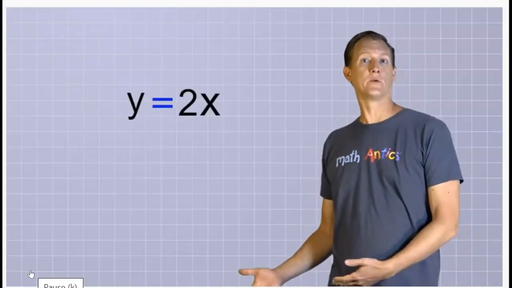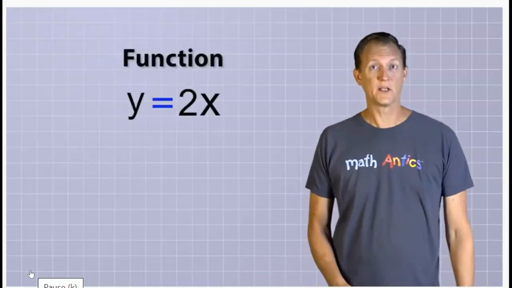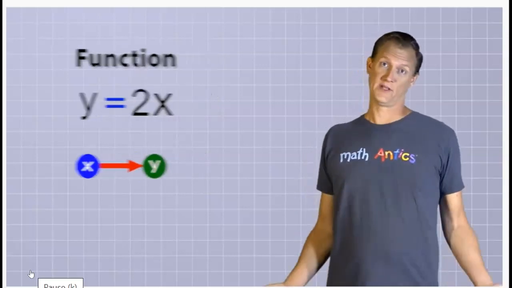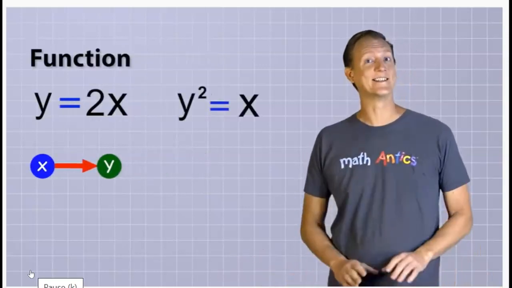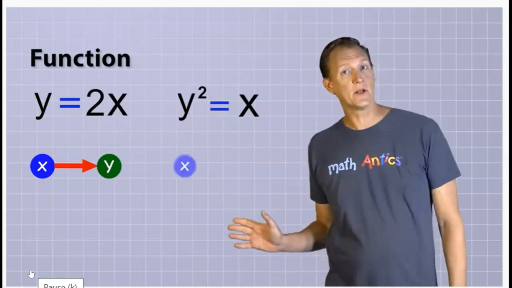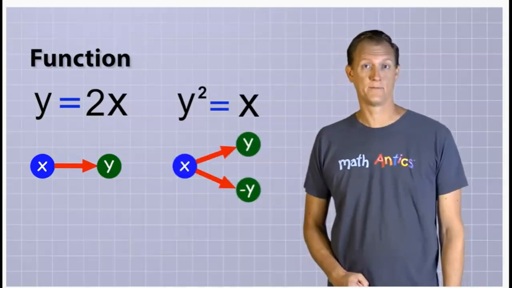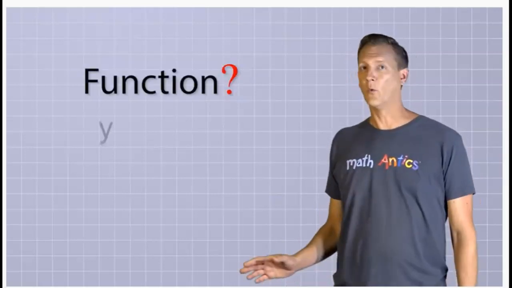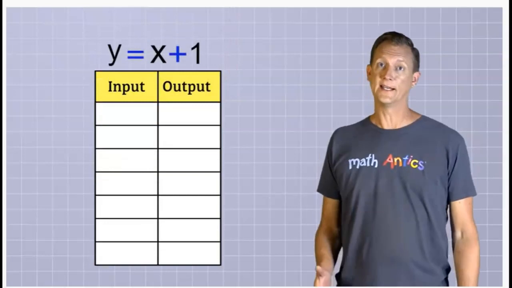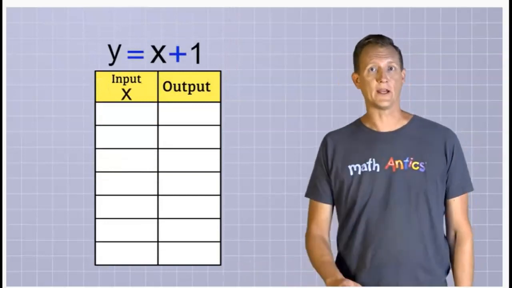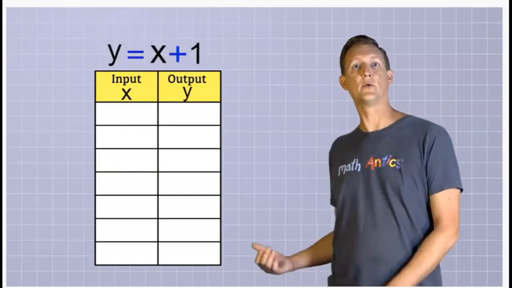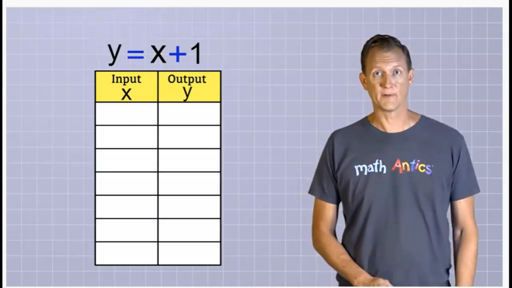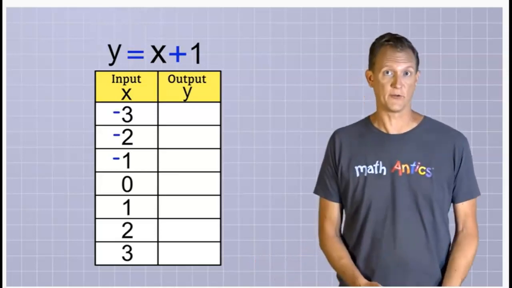The equation y equals 2x qualifies as a function because no matter what number you put in, you'll always get just one number as an output. But the equation y squared equals x does not qualify as a function because a single input can produce more than one output. Let's look at another simple algebraic equation to see if it's a function. y equals x plus 1. Again, the x values will be inputs, the domain, and the y values will be the outputs, the range. Let's quickly generate a function table for a few possible input values, like the integers -3 through +3.